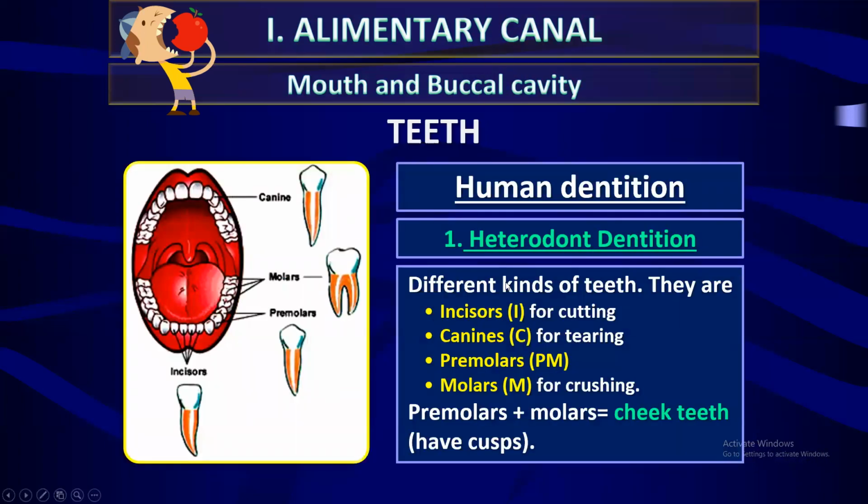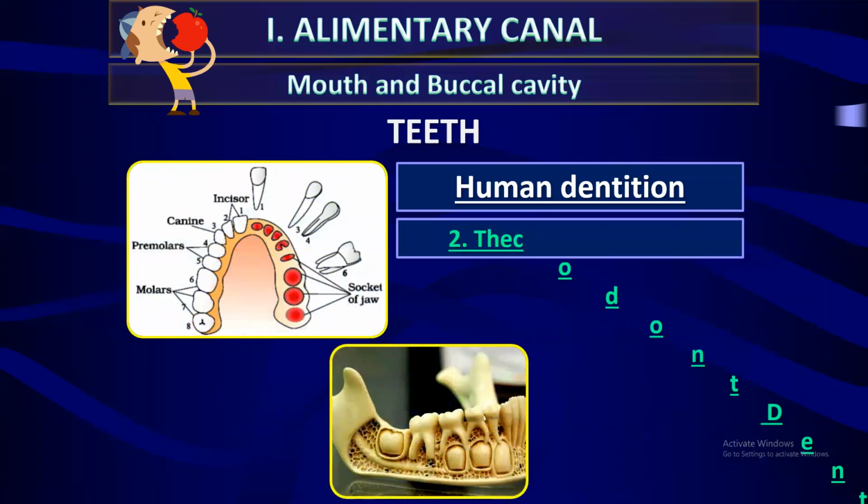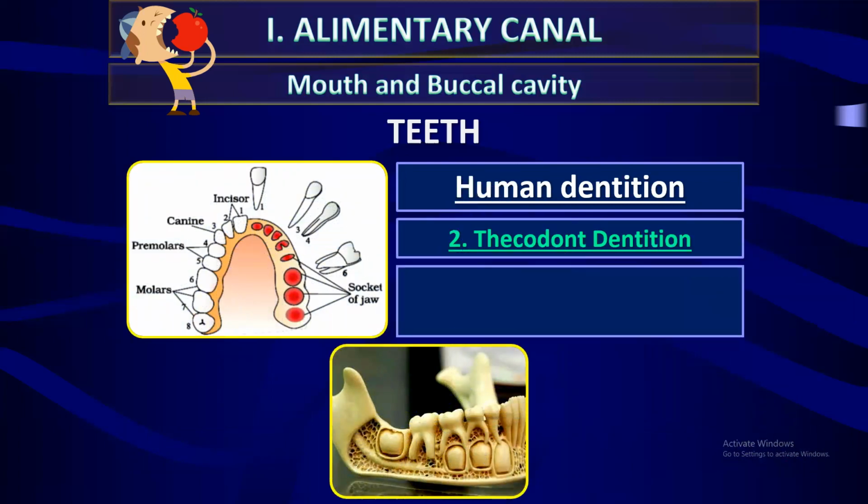Try to understand. Human dentition is heterodont dentition. What is heterodont dentition? Different kinds of teeth such as incisors, canines, premolars, and molars. Incisors are used for cutting, canines for tearing, premolars and molars for crushing. Premolars and molars are commonly called cheek teeth. They have cusps. See the diagrammatic representation, small elevations are there that are called cusps. This diagrammatic representation is clearly given.